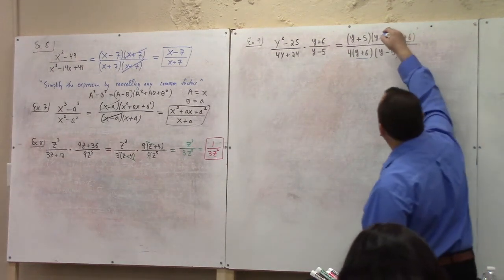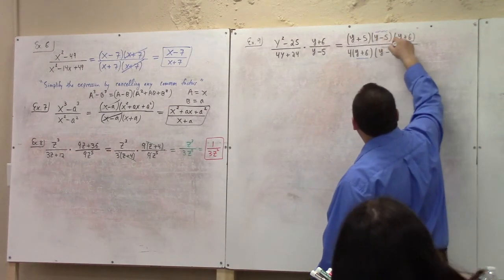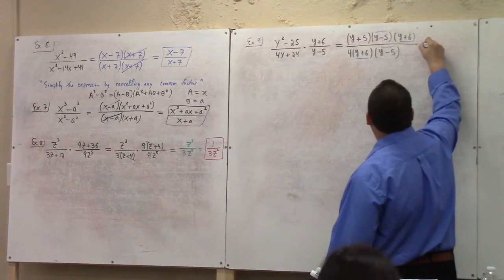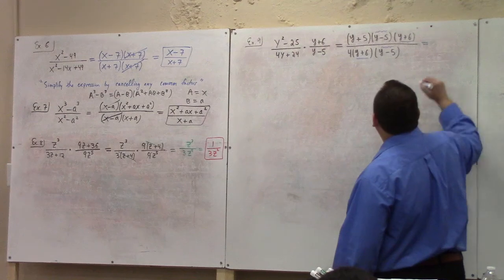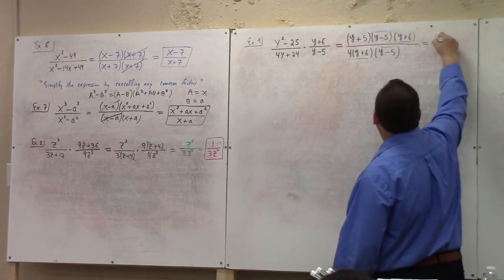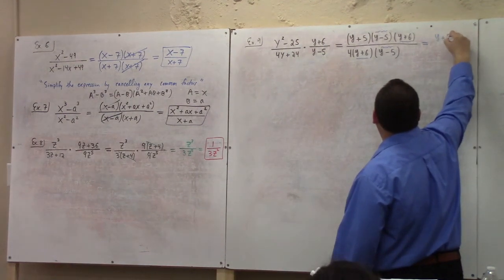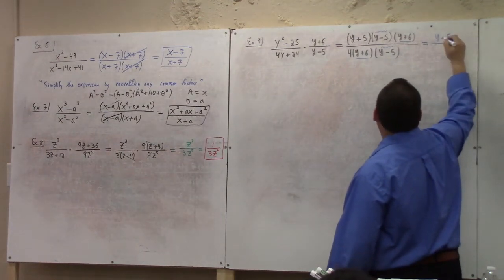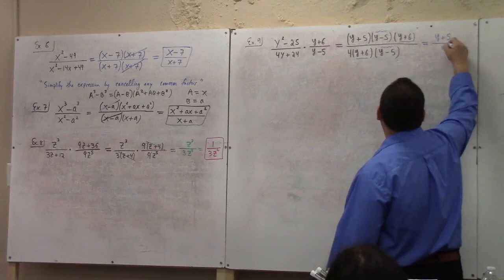And this one will also cancel out. And what are we left with? We're left with y plus 5 just over 4, right? There you go.